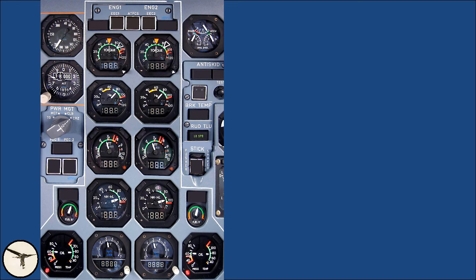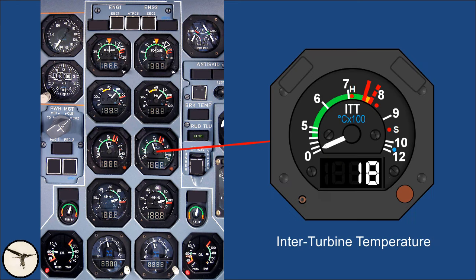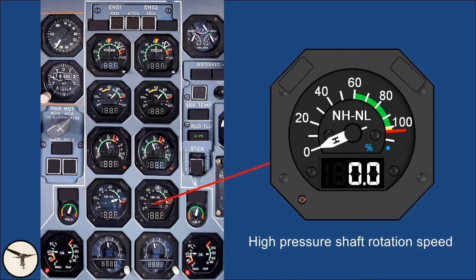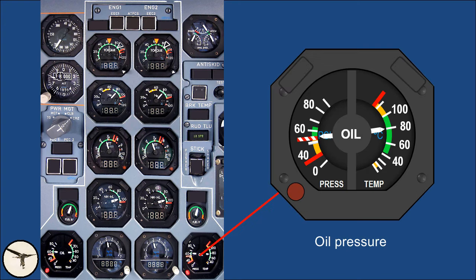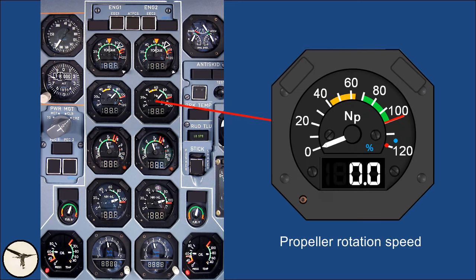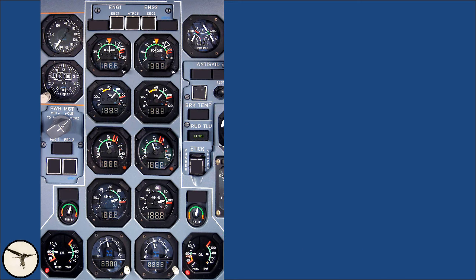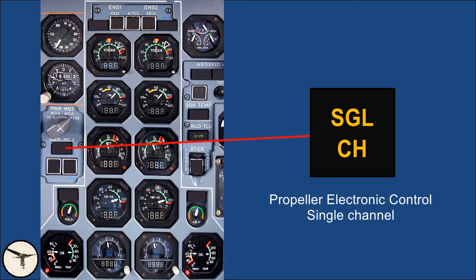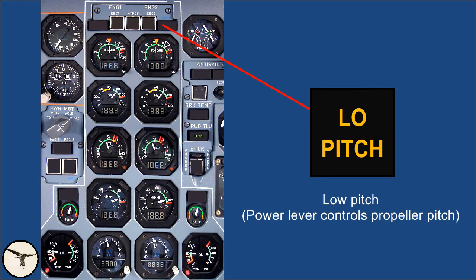Analog cockpit indications for engine start are ITT, inter-turbine temperature, NH, high pressure shaft rotation speed. This shaft is connected to the electrical starter. Fuel flow, oil pressure, NP, propeller rotation speed, PEC single channel indication, and low pitch indication.